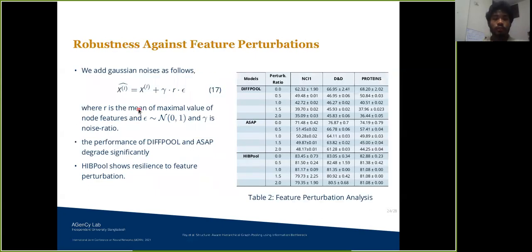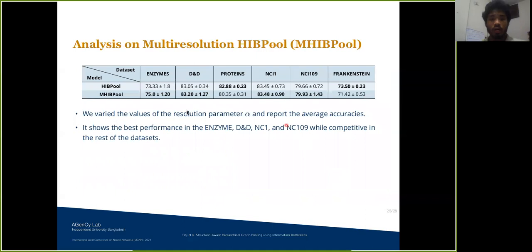In our experiment on robustness against feature perturbation, we add Gaussian noise following equation 17, and we report the mean accuracy in these tables, and we can see that the performance of DiffPool and SAGPool degrades significantly. But our proposed HIBPool shows better resilience to the feature perturbation. We vary the value of the resolution parameter alpha and report the average accuracies, and we can see that it shows the best performance in 4 out of 6 benchmark datasets.